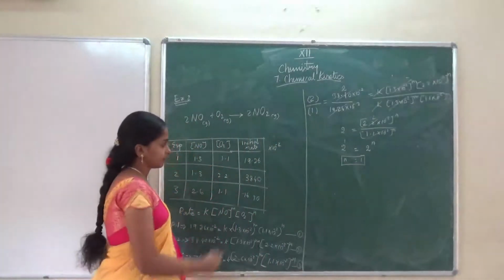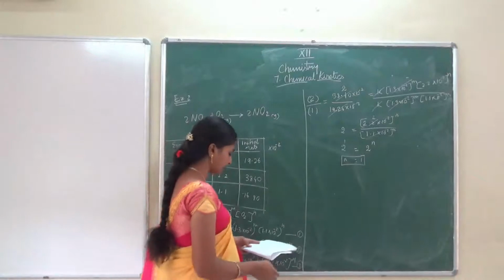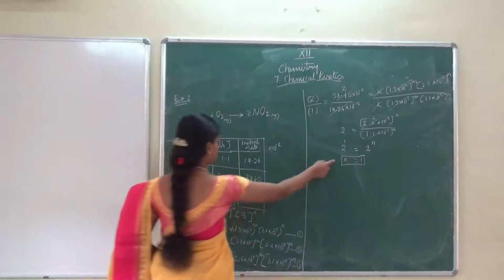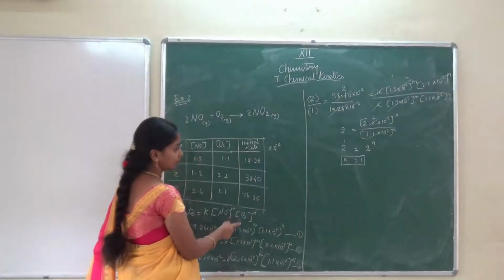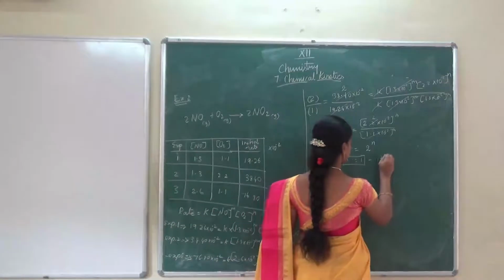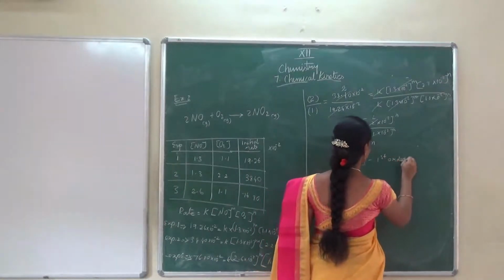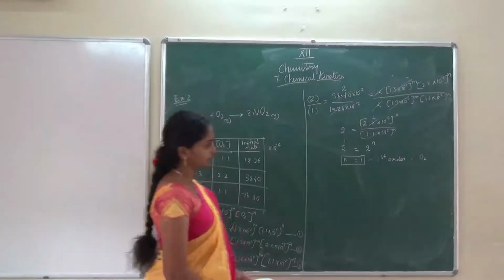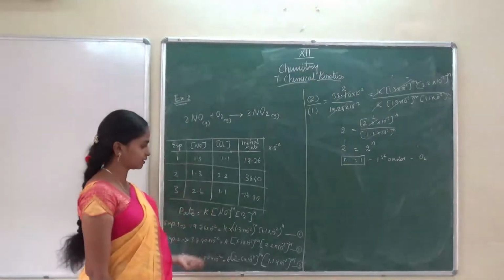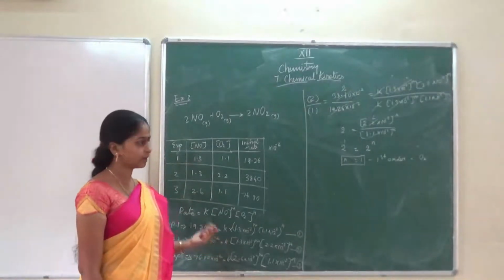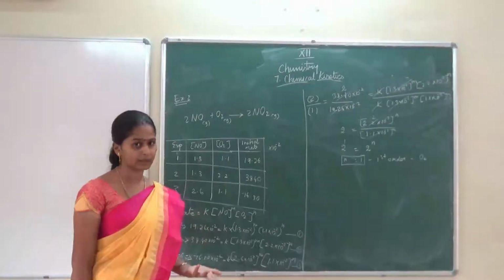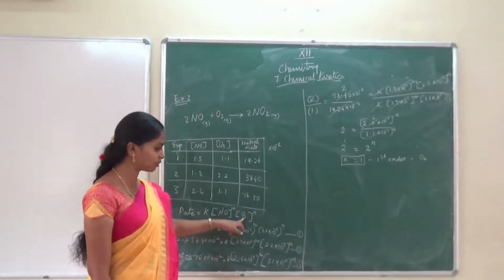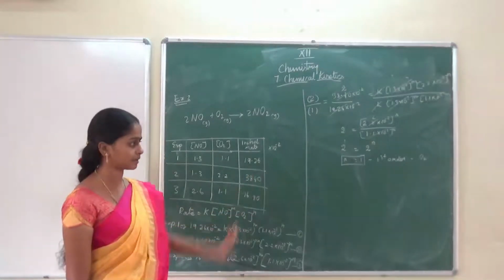So from this we can say the reaction is first order with respect to which value? O2. N belongs to O2, so this reaction follows first order with respect to O2 concentration. Sometimes they will ask with respect to oxygen or with respect to nitrogen monoxide, which order this reaction follows. The N value belongs to oxygen only, so with respect to oxygen it is a first order reaction.